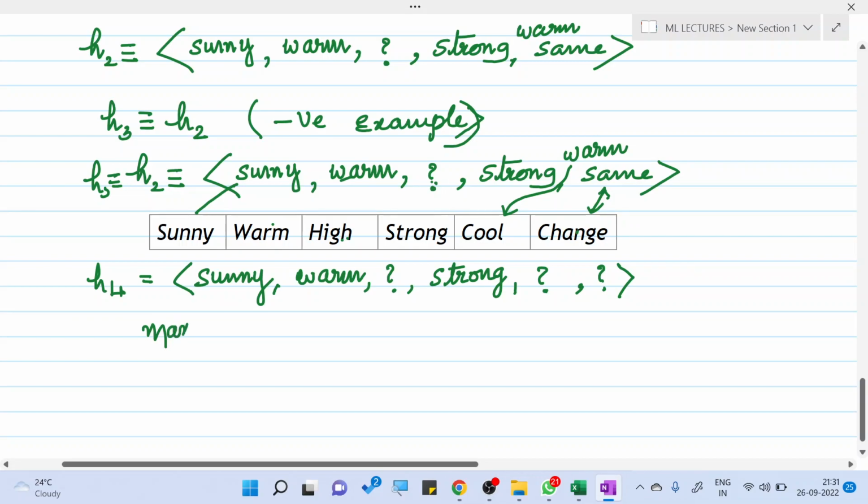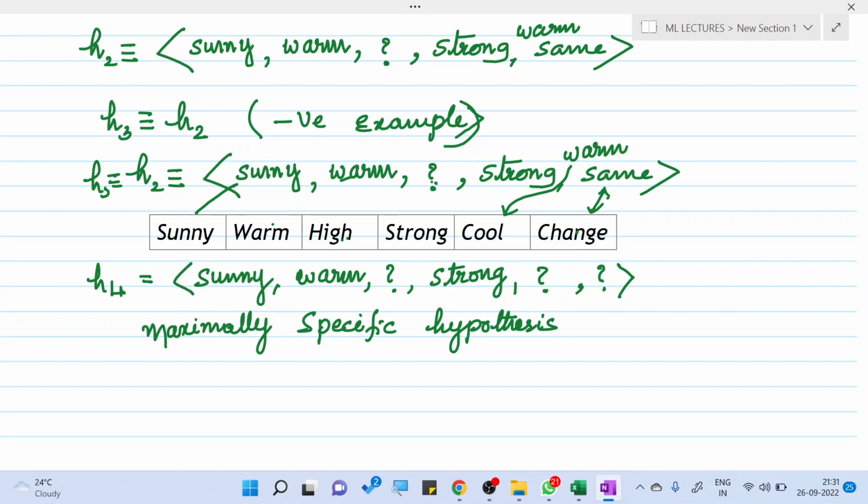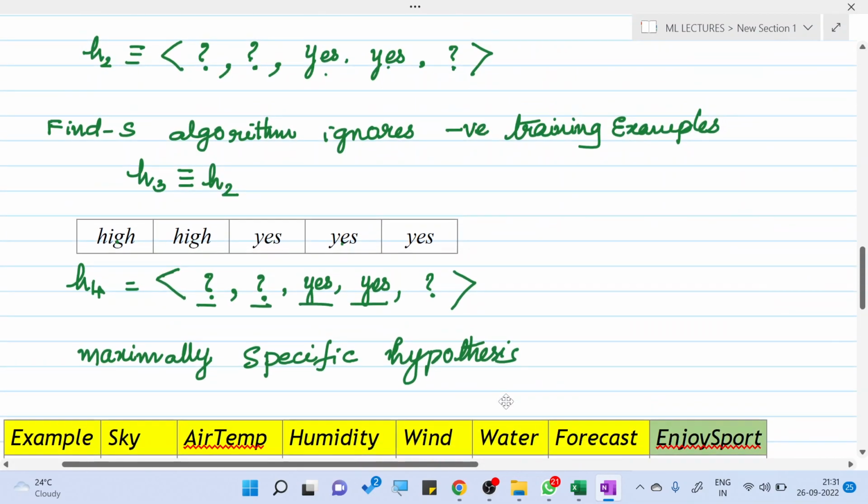So this is the maximally specific hypothesis for the given training data using Find-S algorithm. So Find-S algorithm outputs a single hypothesis which is maximally specific. In the next session, we will discuss the merits and demerits of this Find-S algorithm.